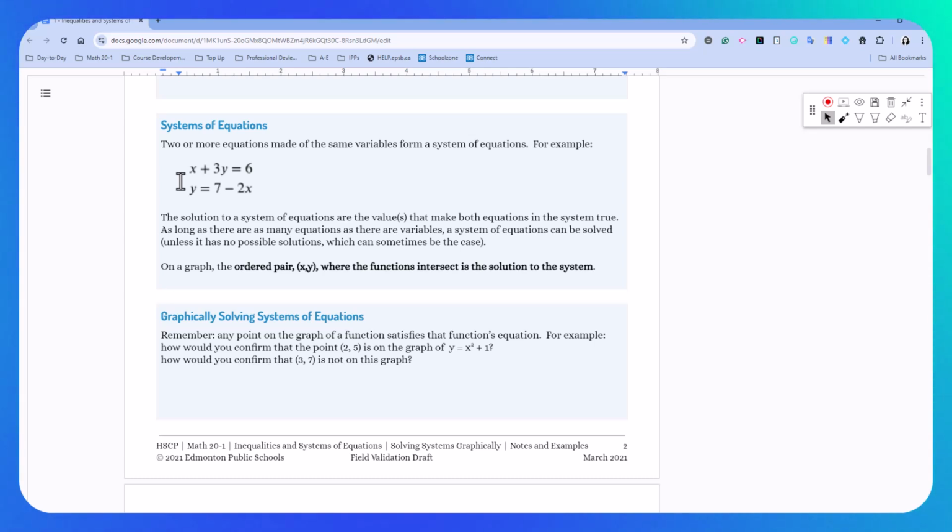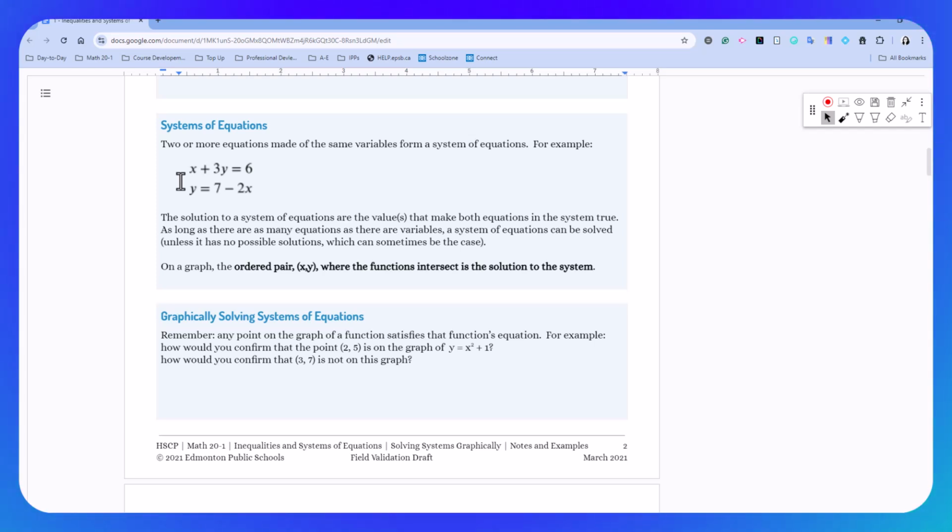And as long as there are as many equations as there are variables, in other words, for instance, 2 equations, 2 unknown variables, or 3 equations, 3 unknown variables, these systems can be solved, unless it has no possible solutions, which sometimes can be the case, and we're going to look at some of those. Now, on a graph, an ordered pair, x and y, where functions intersect, is called a solution to the system.